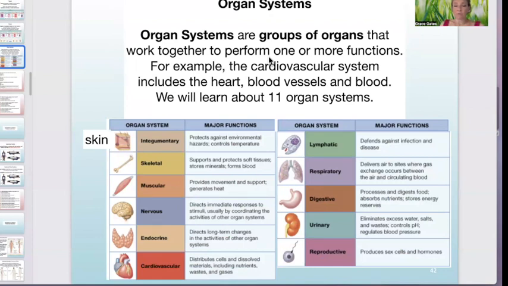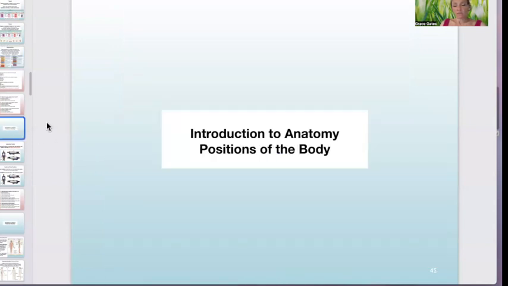Organ systems are groups of organs that work together to perform one or more functions. For example, the cardiovascular system includes the heart, blood vessels, and blood. And we will learn about each of these 11 organ systems in depth throughout this course. We will learn what makes them up, what they do. So we've gotten to the end of the levels of organization. So next, positions of the body.